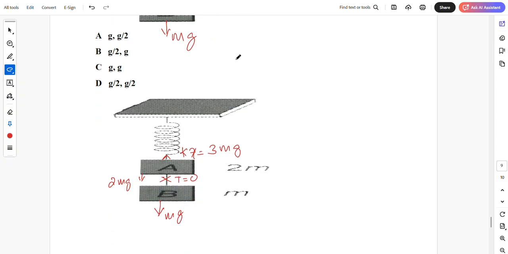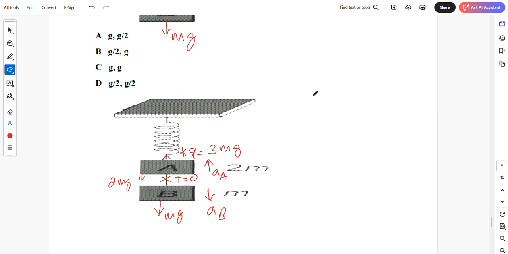Now these are the weights mg and 2mg, and tension is 0 because this is cut. There is no effect on the spring force. Spring force is 3mg as it is. Which is greater, 3mg or 2mg? 3mg, therefore acceleration will be upwards. For block B, there is no upward force, only downward force, so that is AB.